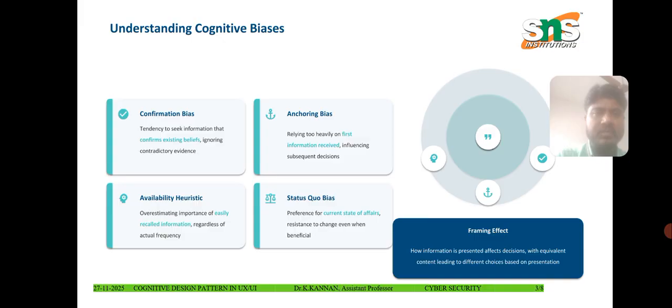Next is the availability heuristic, which is overestimating the importance of easily recalled information regardless of actual frequency. The status quo bias is a preference for the current state of affairs, a resistance to change even when it is beneficial. And the framing effect is how information is presented affecting decisions, with equivalent content leading to different choices based on presentation.